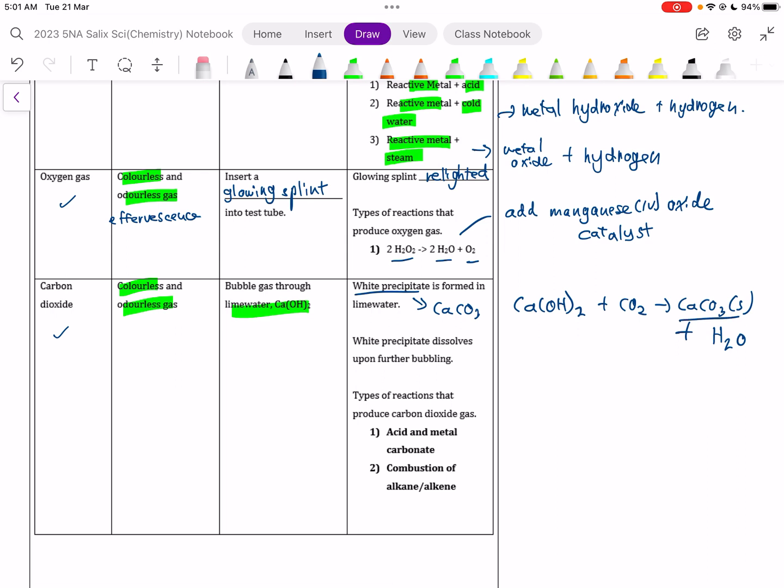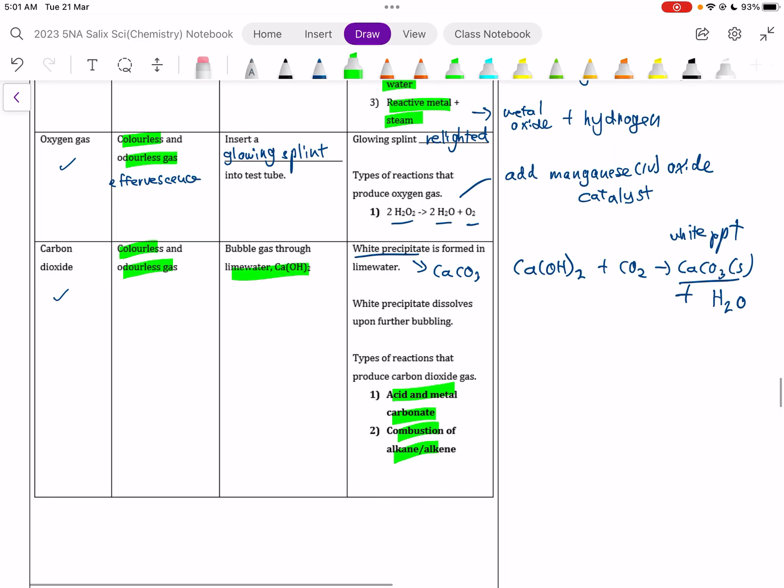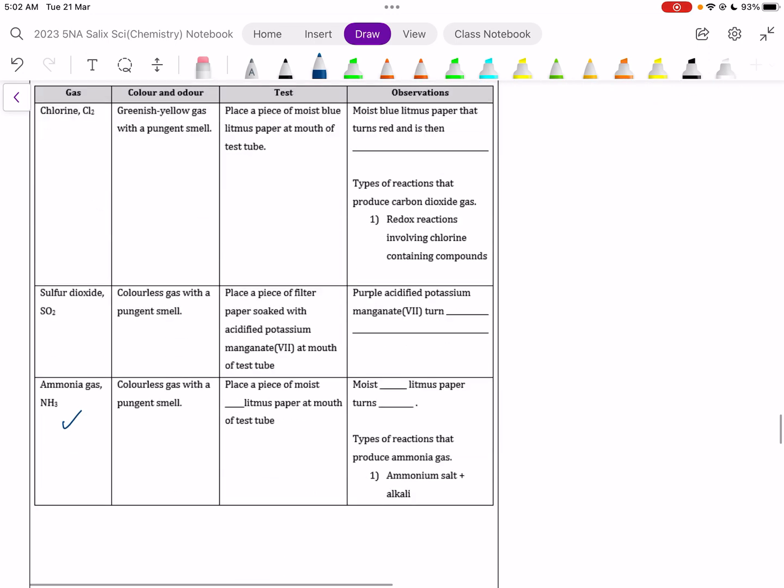Yeah, so this is the white ppt, in case you're wondering what it is. Reactions that produce this are acid with carbonate, or even combustion of alkanes and alkenes in organic chemistry. Likewise you will see effervescence, because it's also an insoluble gas, insoluble in water. All this nothing new.